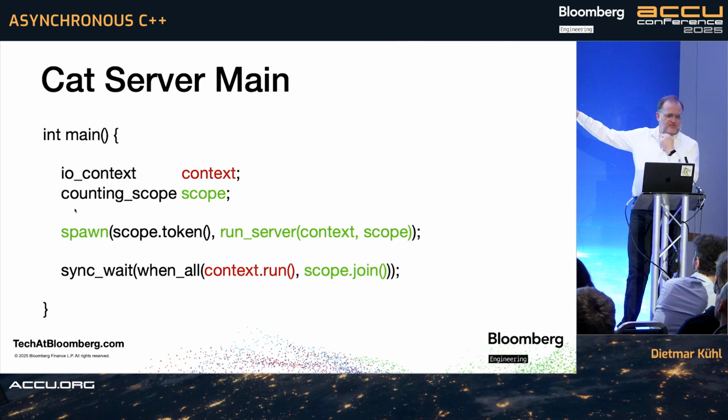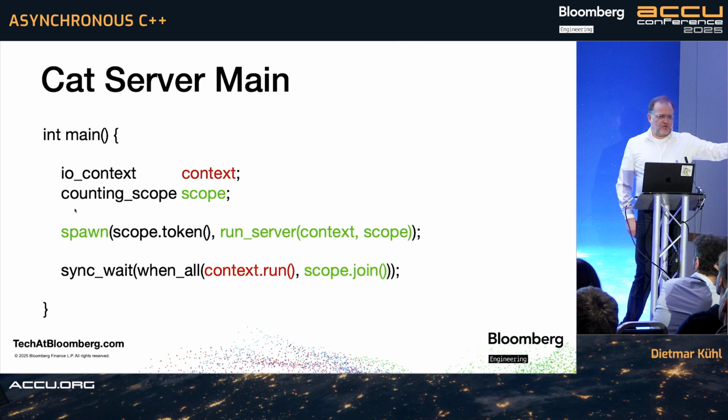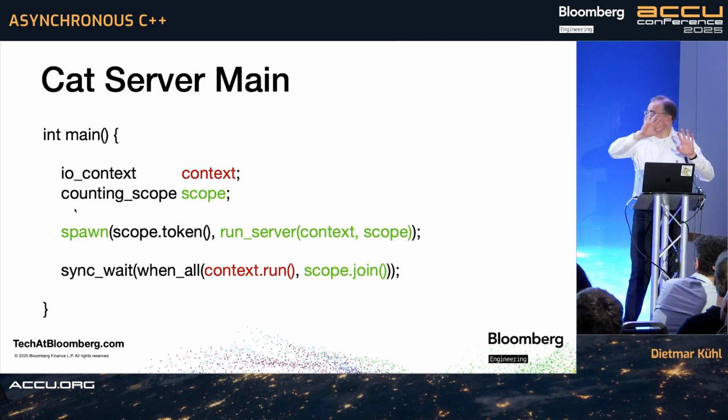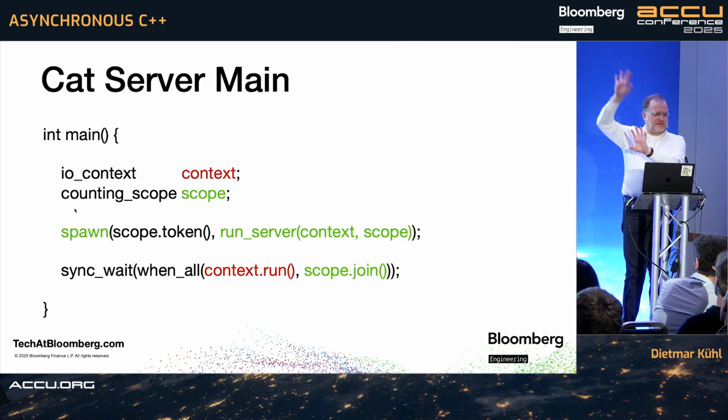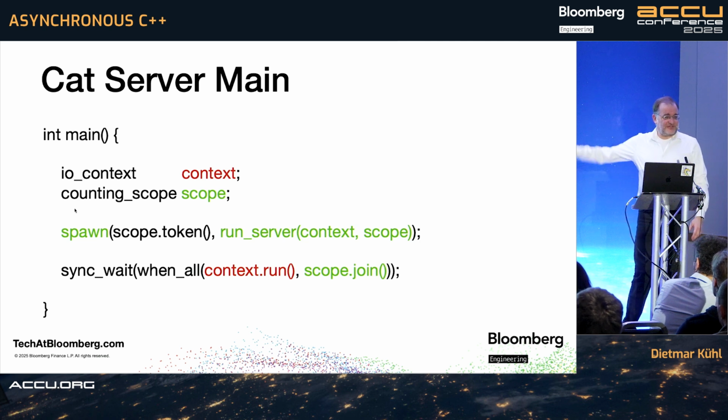This is how I imagine a desktop app basically looks structurally. It has a sync wait for when all, which is basically a context run and a scope join. Context run is doing my I/O and business logic, and scope join is waiting for the scope to get empty. When the scope is empty, hopefully there's no more work outstanding, so the context can complete because it does not have any more work. This actually works quite nicely.